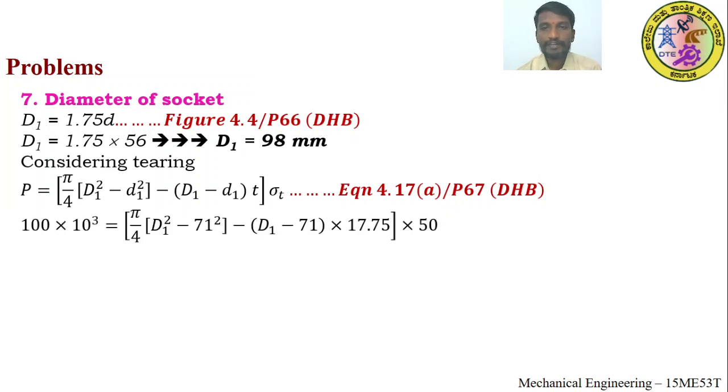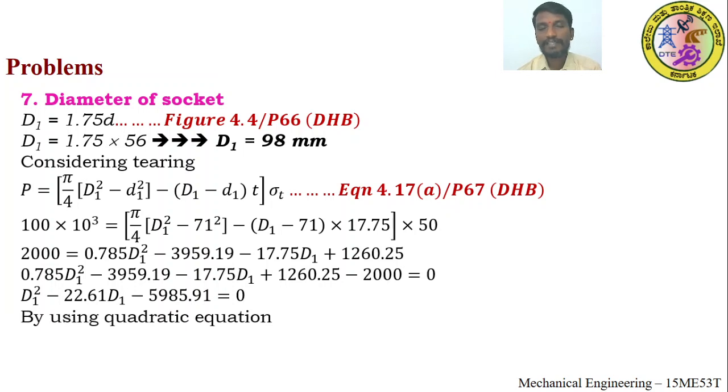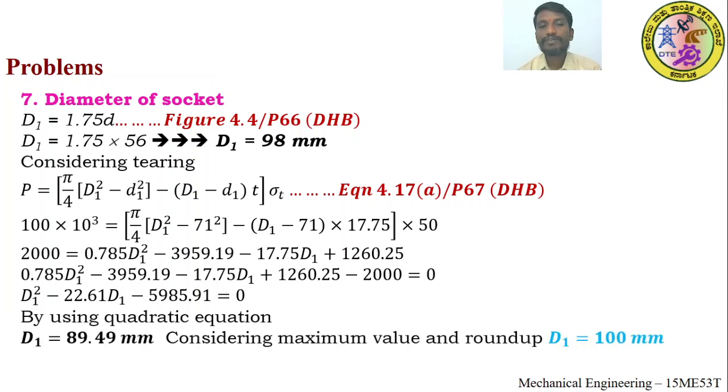By applying the known values, we will get the quadratic equation D1 square minus 22.61 D1 minus 5985.91 is equal to 0. By applying the method to find the roots of the quadratic equation, we calculate the value of D1, that is the maximum value. We will get capital D1 is equal to 89.49 millimeter.